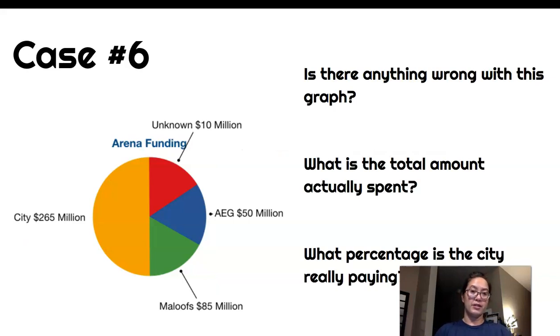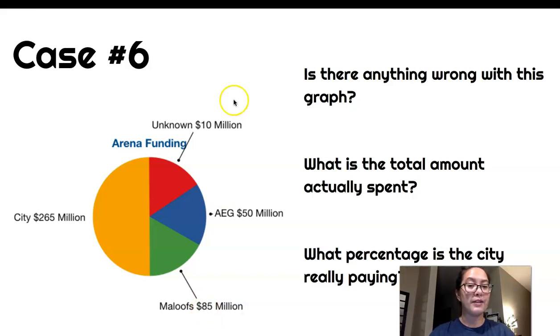The next thing that we have to pay attention to with pie graphs is that the labels are important. I can use a label to misguide you, right? So let's look at this graph. Is there anything wrong with it? I see a title, some wedges, some labels. So this is arena funding. So I guess this is how we're paying for a new arena. And it looks like about half the graph, the yellow, is from the city. It's 265 million. And this red chunk is unknown, 10 million. The blue chunk, AEG, for 50 million. And the green chunk is Maloof's for 85 million. Anything wrong with this?